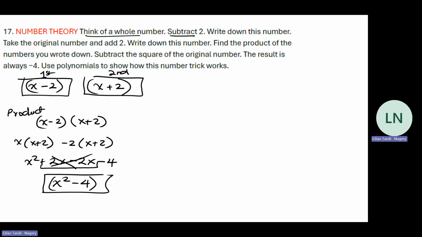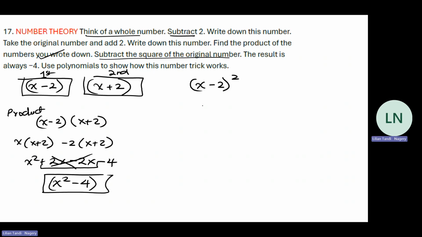Find the product of the numbers you wrote down. Very good, I did that. Subtract the square of the original number. So, the square of the original number. The original number is x minus 2. So I need to square that.